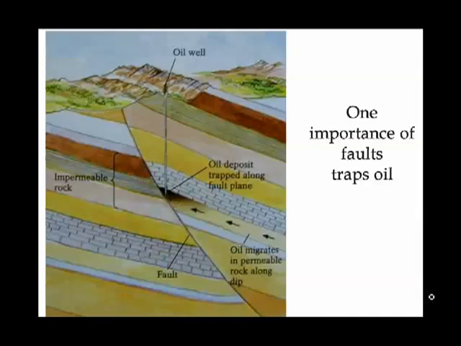Faults are not always a negative thing. They do a good job of trapping oil. Since oil can migrate through a permeable layer, it will end up at the fault line getting stuck with an impermeable layer where it can then be drilled.